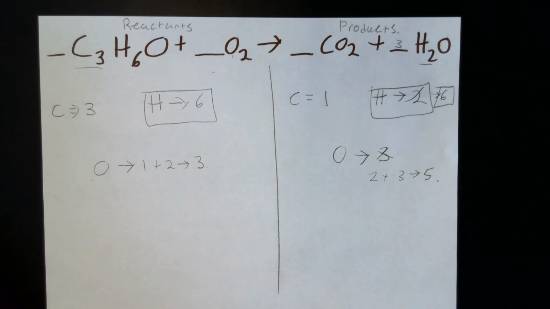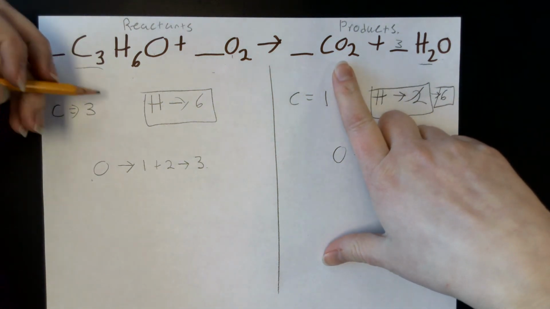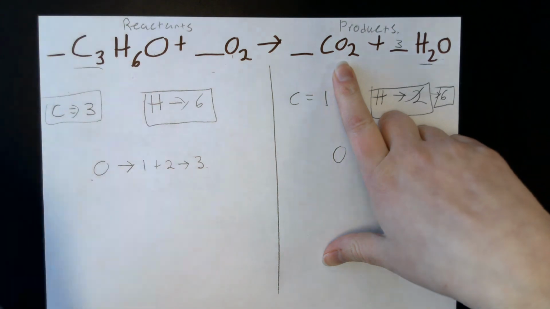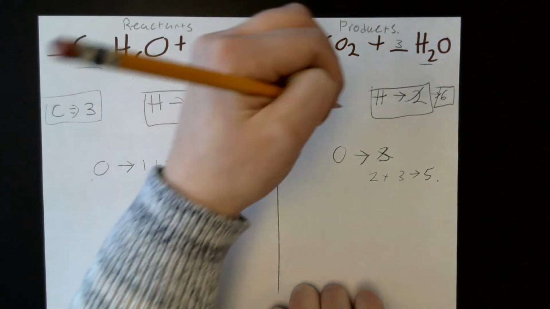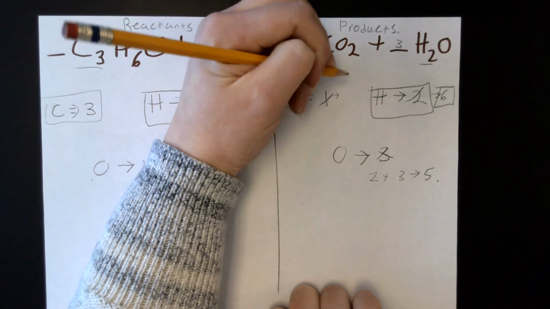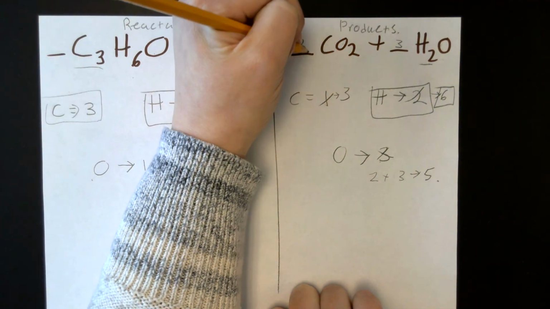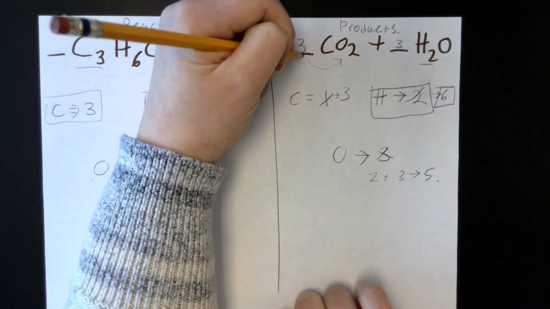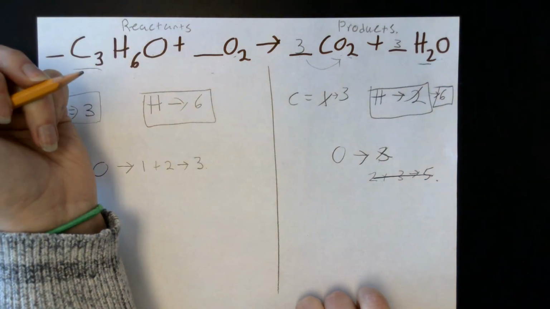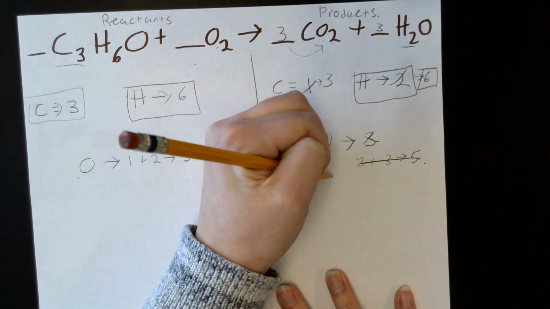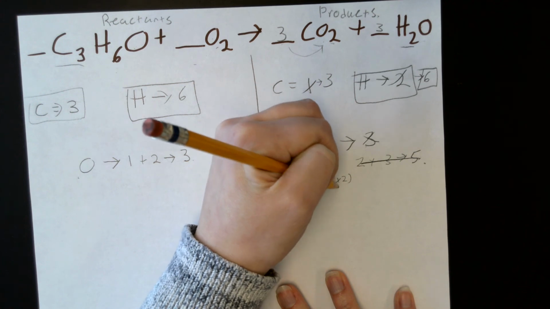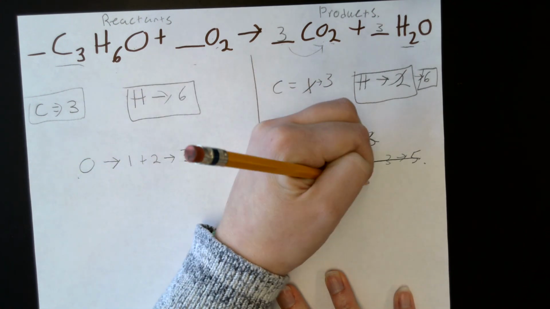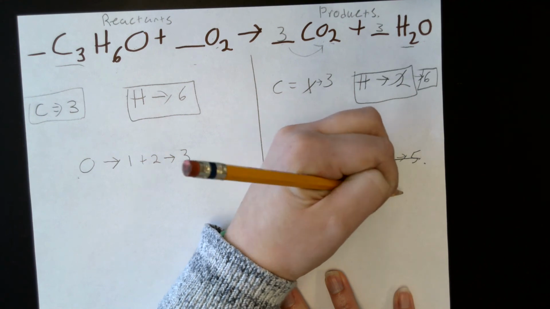So what we should do is try and change our carbon over here as well to try and accommodate this 3. Make this a 3. This changes carbon to 3. But it also takes and times this O by 3. So now instead of 2 plus 3 to get 5, now we have 3 times 2, which is 6, plus 3. Now we have 9 oxygen.